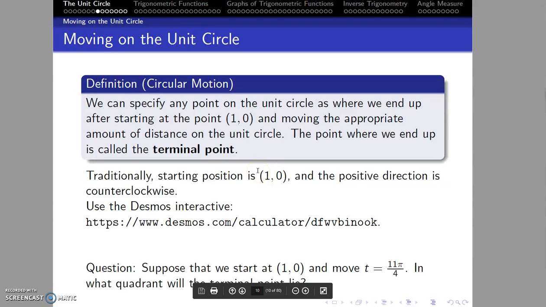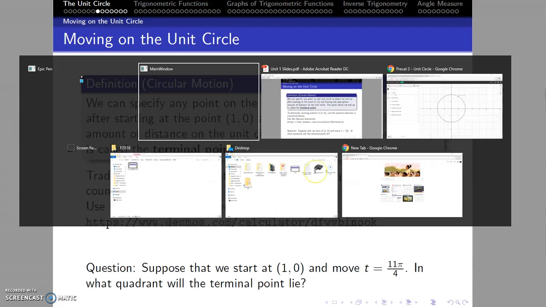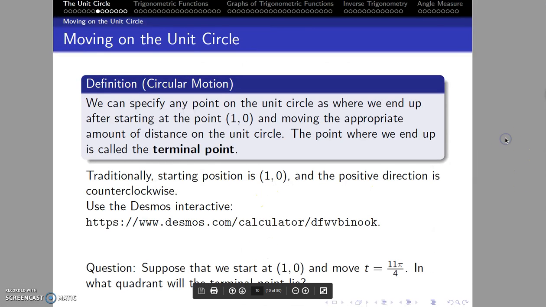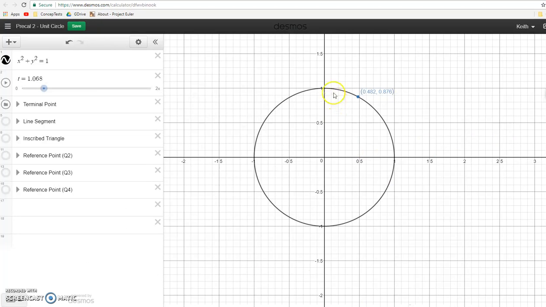So here's back to the details. We start at 1 comma 0. We move some distance on the unit circle where counterclockwise is positive, and that ends up at some terminal point. And every point on the unit circle can be expressed as a terminal point from moving from 1 comma 0 some specified distance, where that number is the distance. So what we have left to do, because we've now got ways to get these 4 values on the axes, we need to start worrying about where and how we get anything else in between.